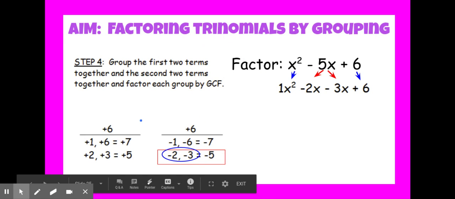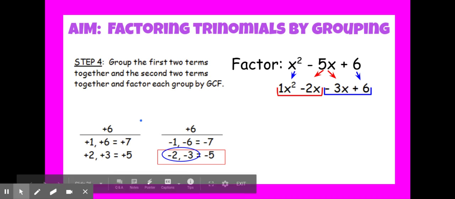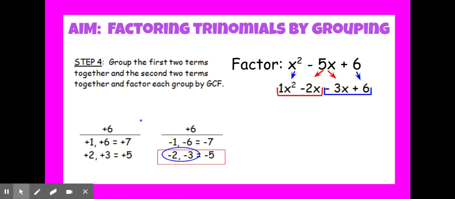So now what we're going to do is go on to step 4. We're going to use grouping. Grouping, don't forget, is we group the first two numbers together and the second two numbers together. We find our GCF for each of the terms and divide those out. So that's a skill you learned yesterday.